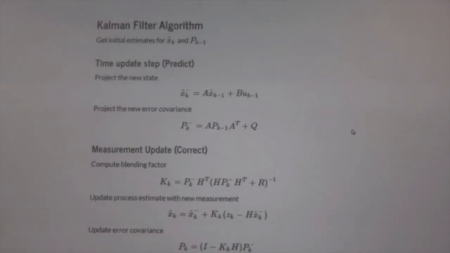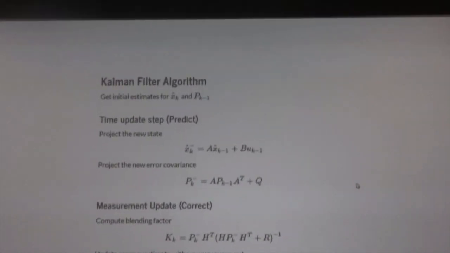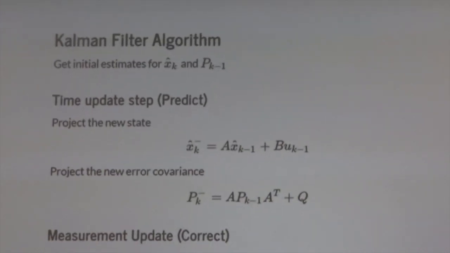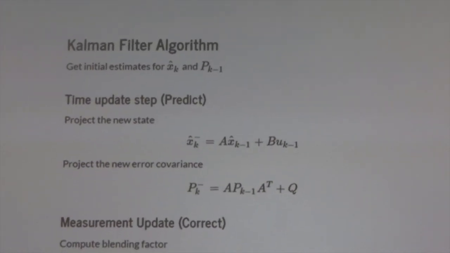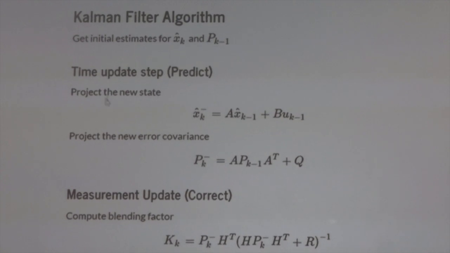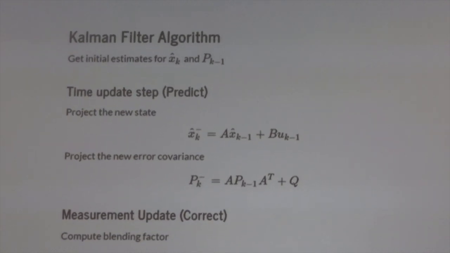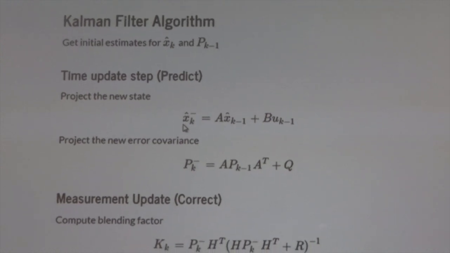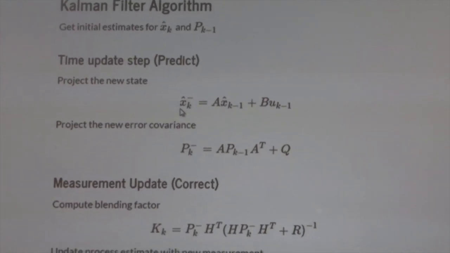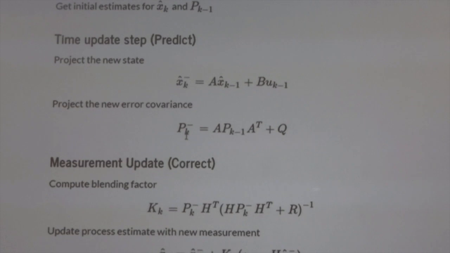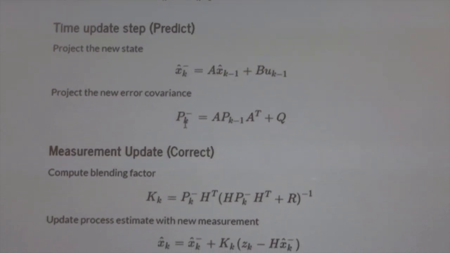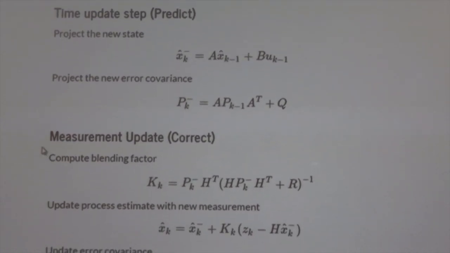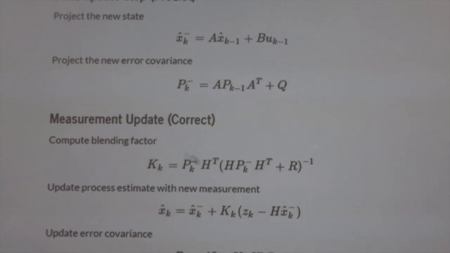And so the whole thing can just be summarized in 5 lines, which translate exactly into 5 lines of code. I've got my time update step, which is I'm going to look at what I thought the state was going to be based on all the previous information, and I predicted it out. And I'm going to work out what my predicted variance is going to be. And then I'm going to actually get a new measurement.